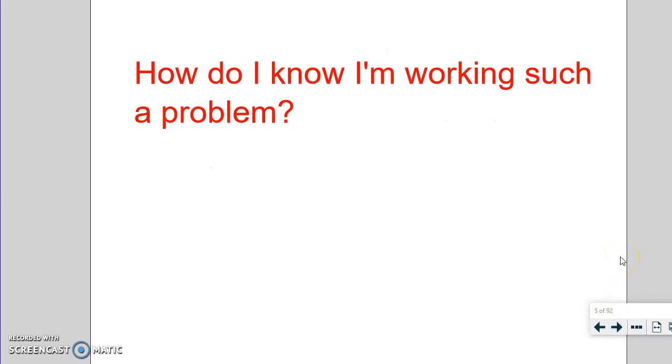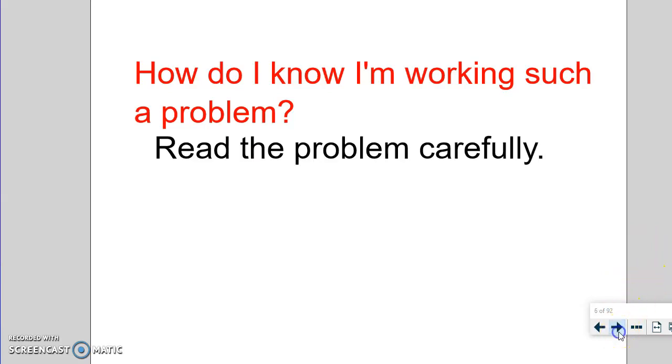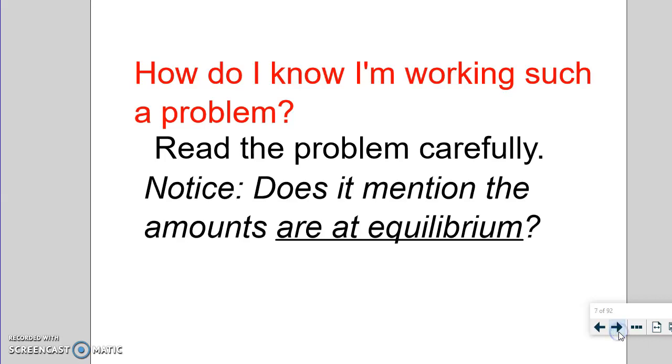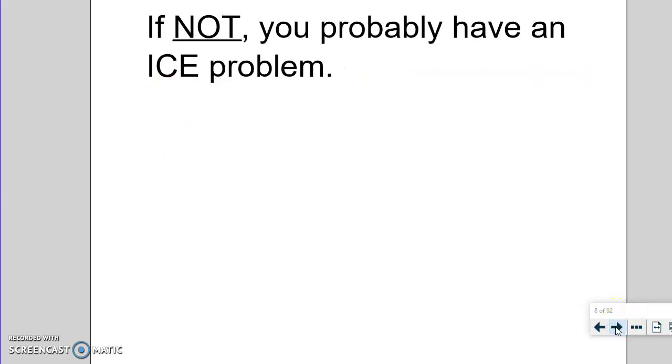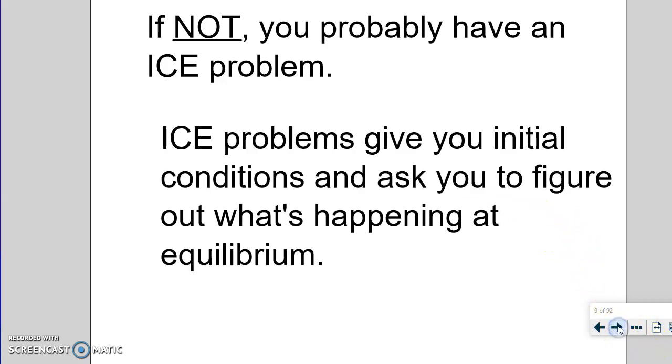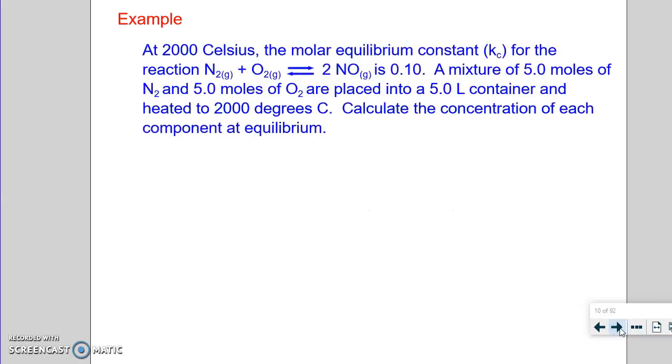But before we can do that, how do you know that you have to do this? How do you know that you have an ICE problem? Well, read the problem carefully as always, and we're going to ask ourselves, does it mention that the amounts, the partial pressures, the concentrations, are they at equilibrium? If they're not at equilibrium, for instance, if they tell you what the initial conditions are, or how things start, or you put this blah blah blah in, then you probably have an ICE problem. ICE problems often give you an initial condition and ask you to figure out what's happening later when the system comes to equilibrium.